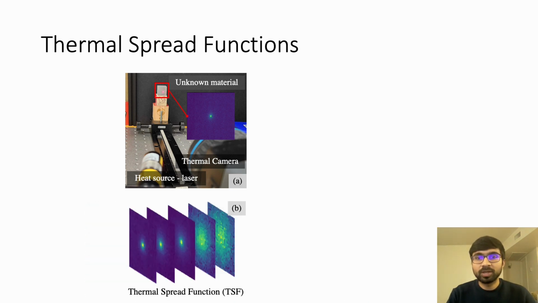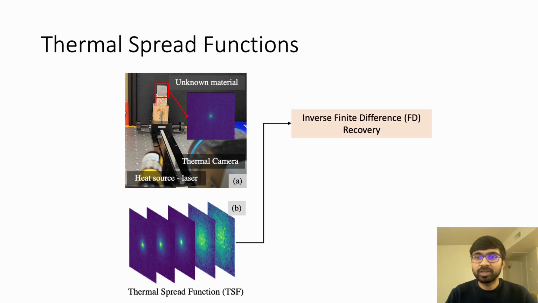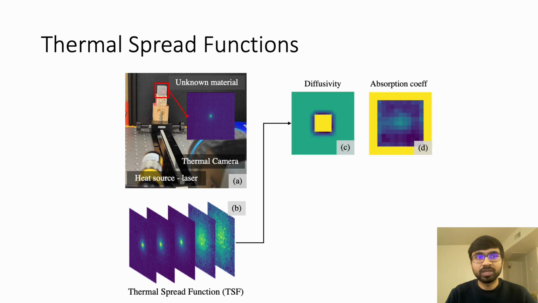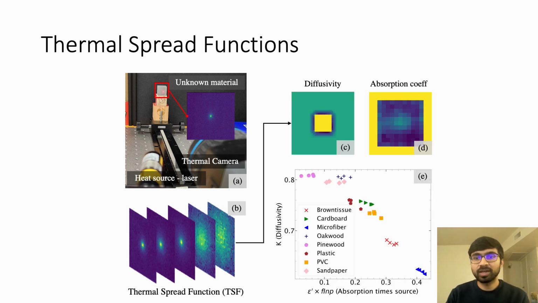We call this spatio-temporal distribution of temperature the thermal spread function, which is then used to solve an inverse heat equation using the finite differences approach, resulting in a spatially varying estimate of diffusivity and absorption coefficient. These tuples are then used to train a classifier that produces a fine-grained material label for each such region.